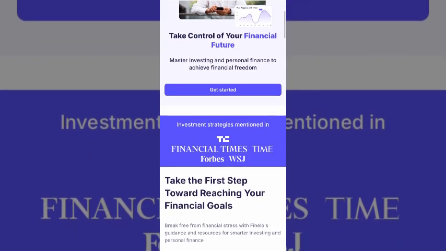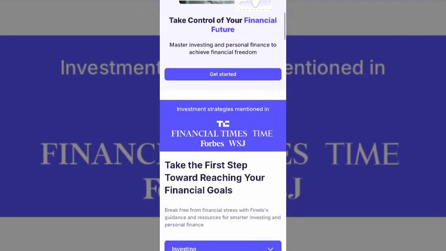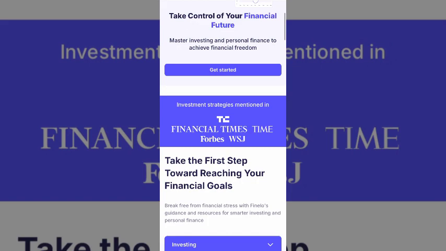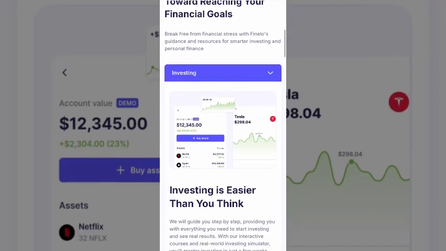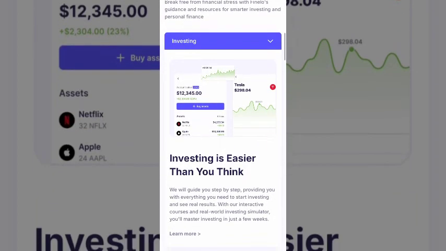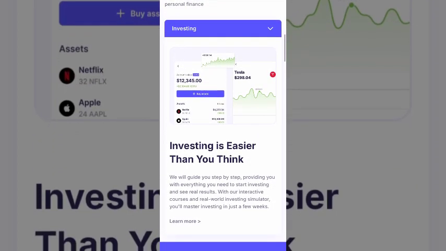Also, use it to learn from mistakes. Keep entries small, study what went wrong, and adjust your strategy accordingly. Use the simulator to test risk management, how much you will lose if things don't go your way, and build your confidence before moving into real trades.